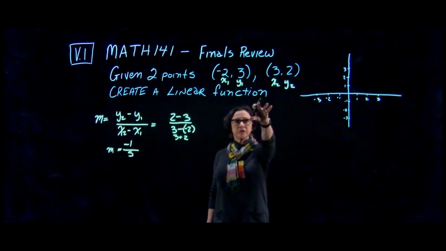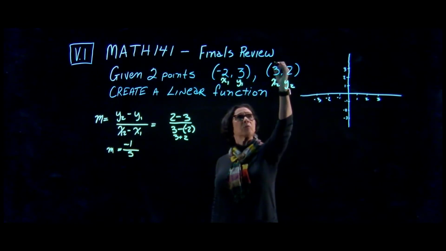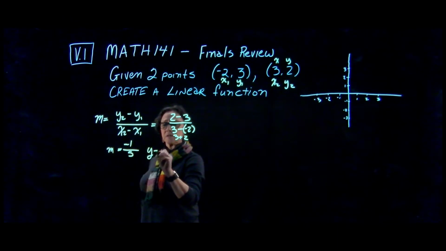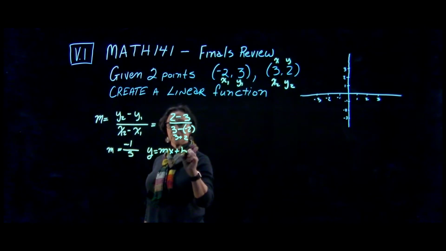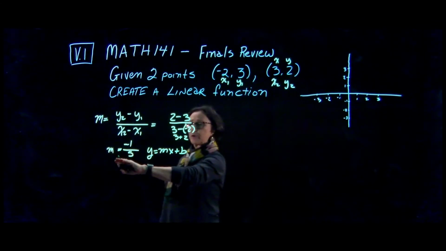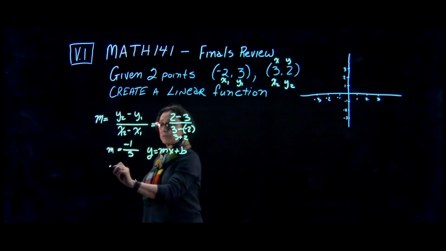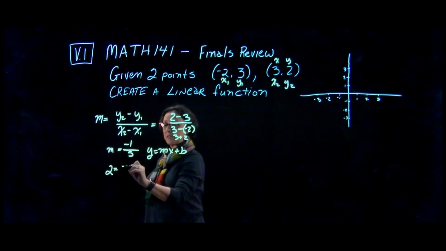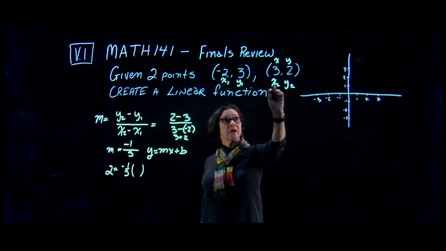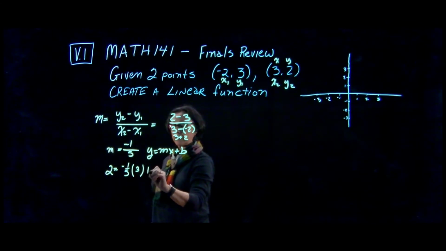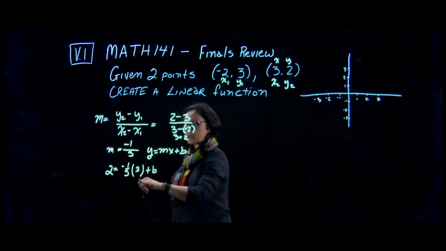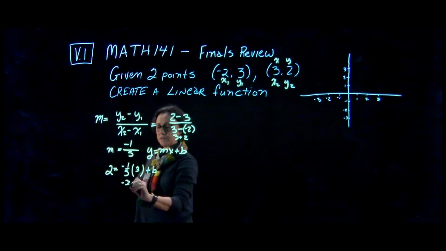Once I have the slope, I choose one of my points as my x and y that I'm going to replace in the equation y equals mx plus b. I now have a y value I'm going to use, an x value, and the slope. My y value is 2. My slope is negative 1/5. My x value is a positive 3. And now I can solve for b. Negative 1/5 times 3 is a negative 3/5.